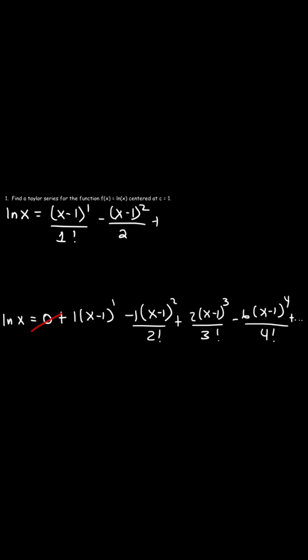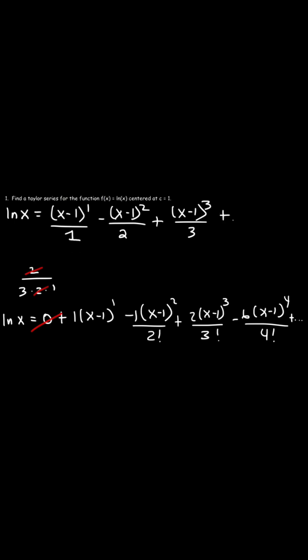And then plus, what is 2 divided by 3 factorial? 3 factorial is 3 times 2 times 1. And so we can cancel the 2. So therefore, this is going to be plus x minus 1 to the third power divided by 3. I'm just going to write this as 1 so you can see the pattern.